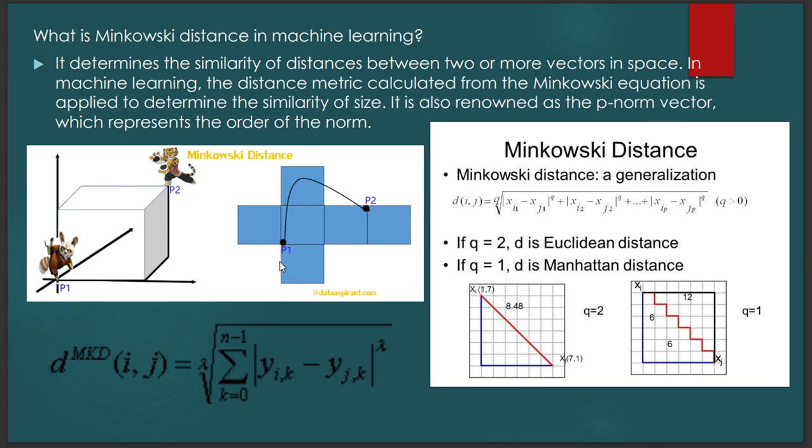Here is the Minkowski distance we can calculate. If q is equal to 2, d is the Euclidean distance. If q is equal to 1, d is the Manhattan distance. You can see here the Euclidean distance, and here the Manhattan distance, whereas the Minkowski distance is the general form like this.